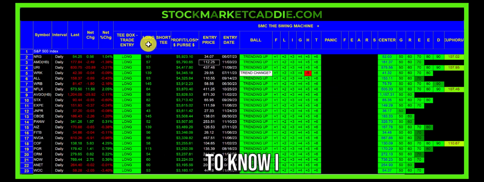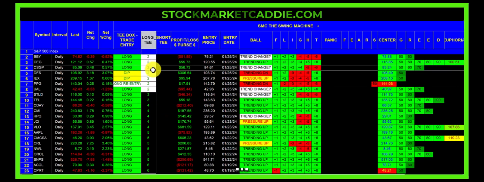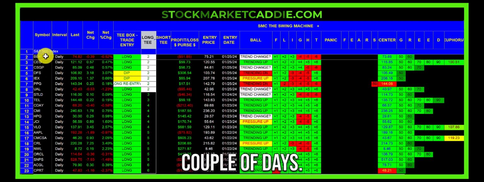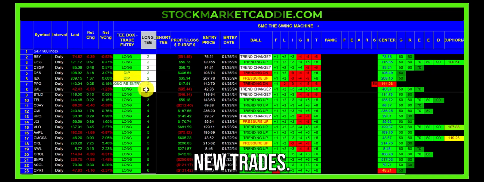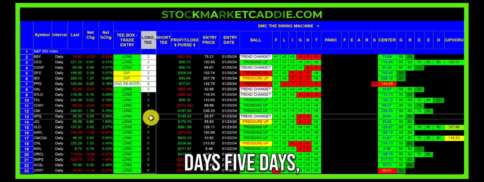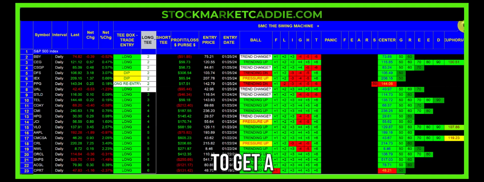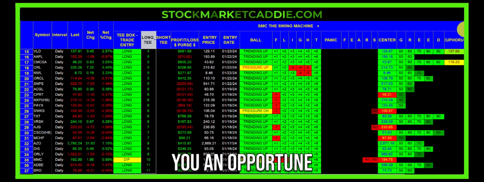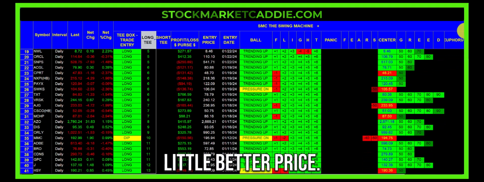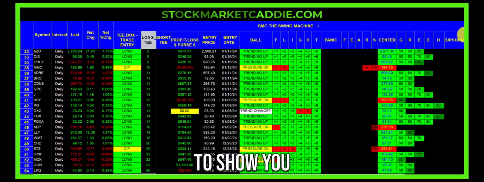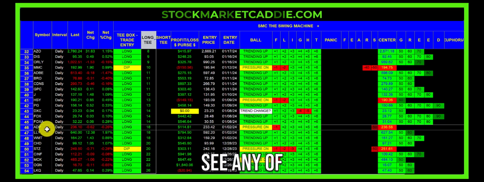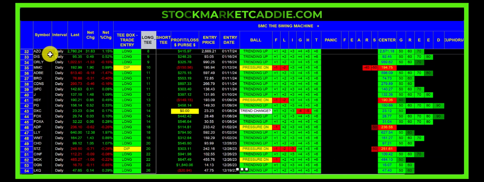So you want to know, I want to know, Bagger, these trades are setting up in just the last couple of days. These are the new trades. These trades are 3 days, 4 days, 5 days. Maybe you want to get a look at those. Now, some of the 6-day trades are underwater a little bit. That might provide you an opportunity to get in there at a little better price. But we're going to show you over the last just 22 days. Did you see any of these trade opportunities?